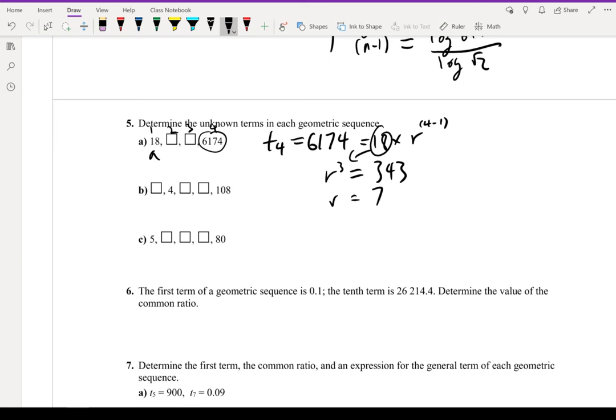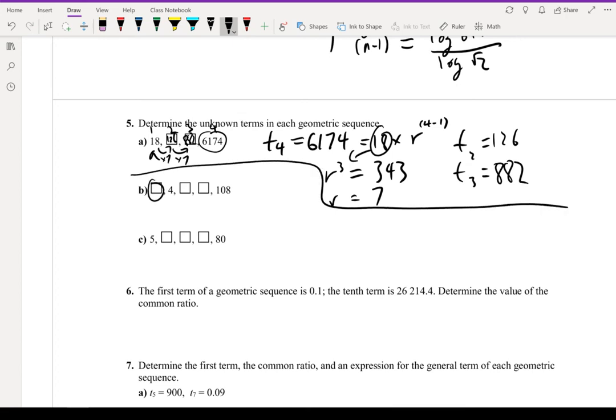Okay, so once we figure out the ratio, all we have to do is multiply by 7 and multiply by 7. So 18 times 7. 18 times 7 is 126. Okay, and then times that by 7 again, that's 882. Or you can write down T2 is equal to 126 and T3 is equal to 882. Okay, so that's A.